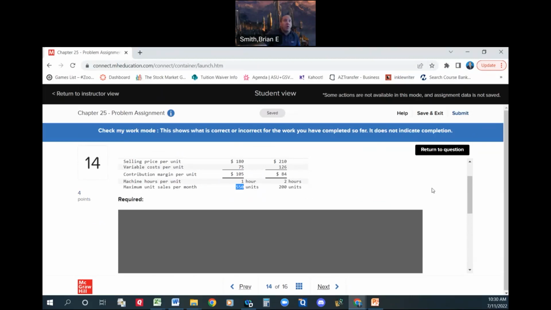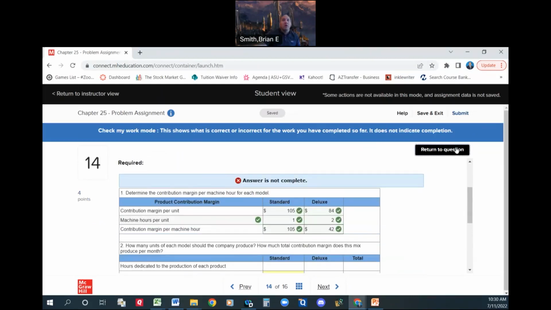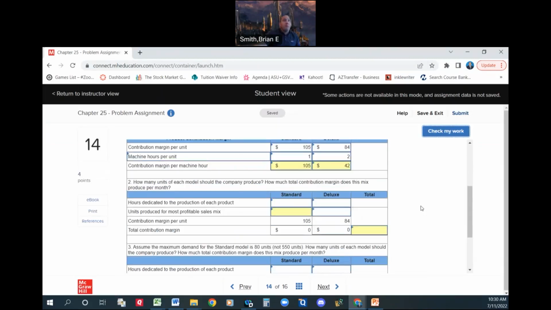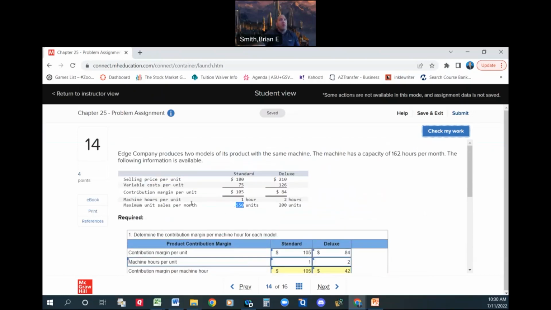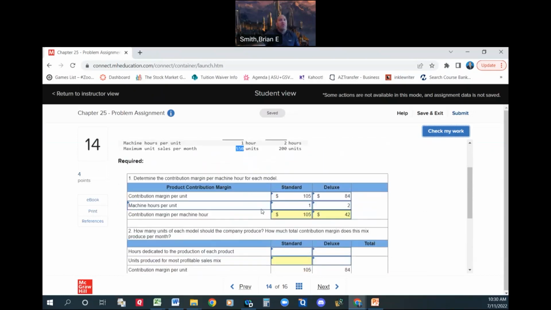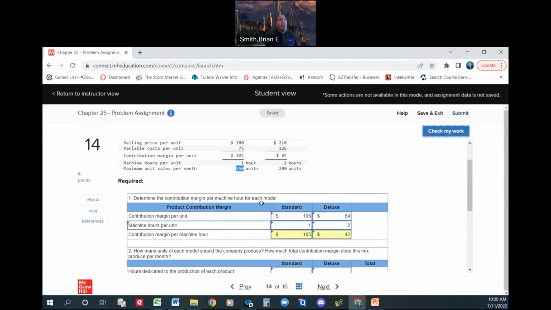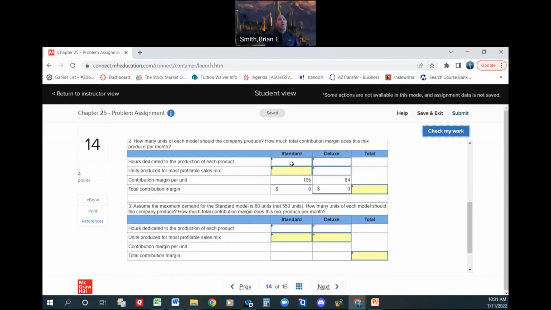Just double check and make sure we're on the right track. We are. Let's keep going. Hours dedicated to the production of each product. How many units of each model should the company produce? How much total contribution margin does this mix produce per month? Well, let's come back up here. The maximum number of units we can sell is 550. So what is our maximum here? Hours dedicated to the production of each product, 550.